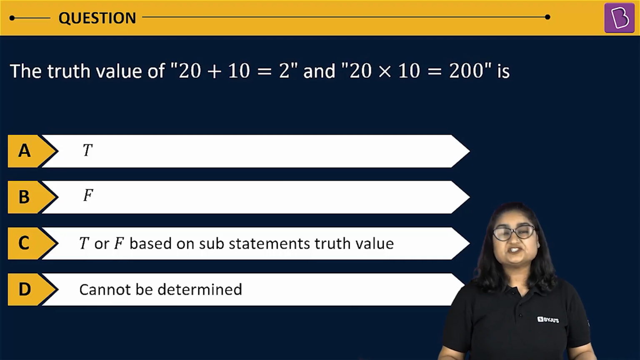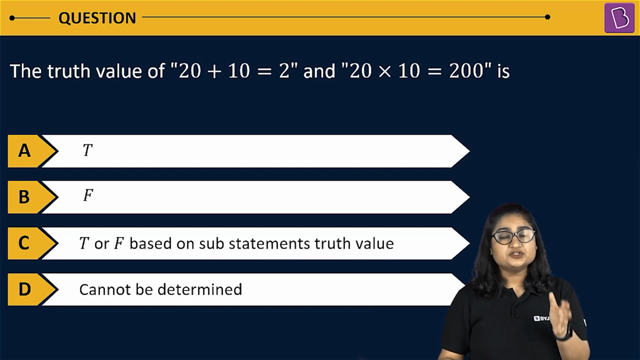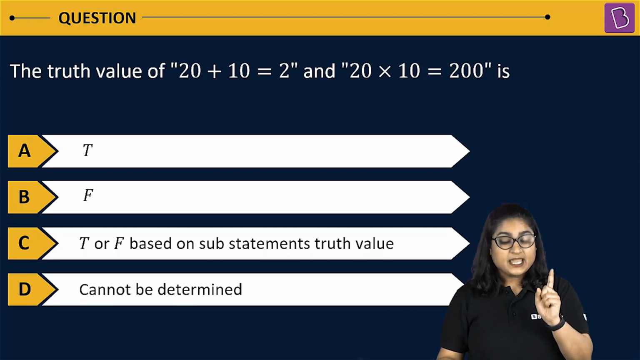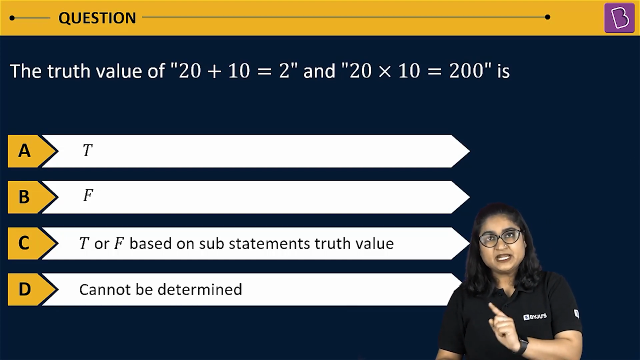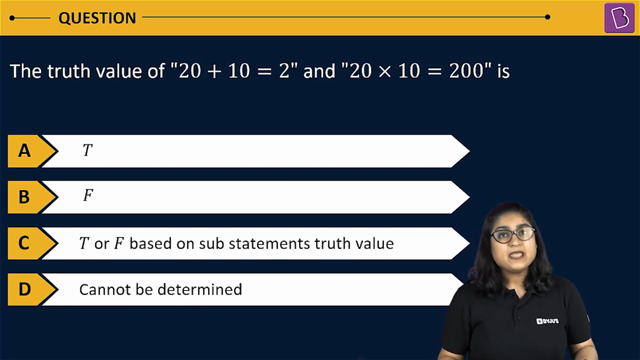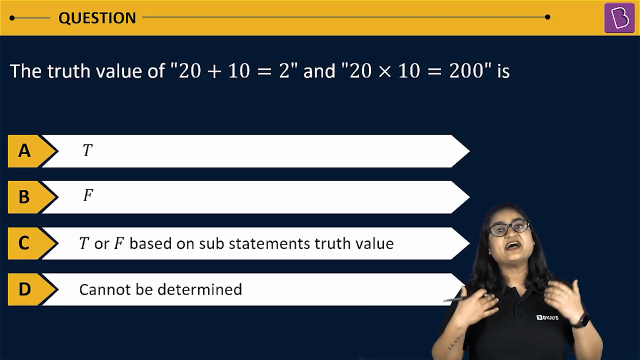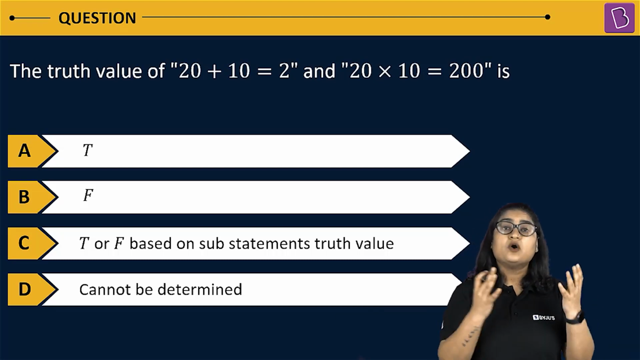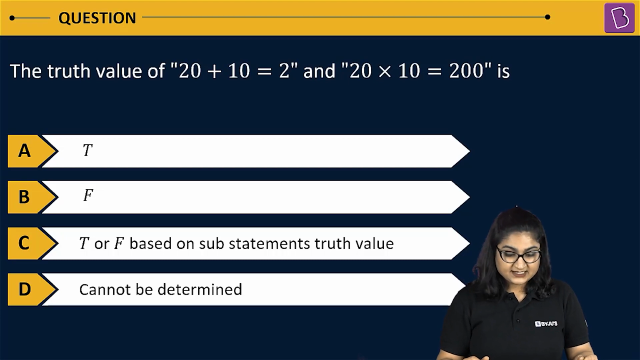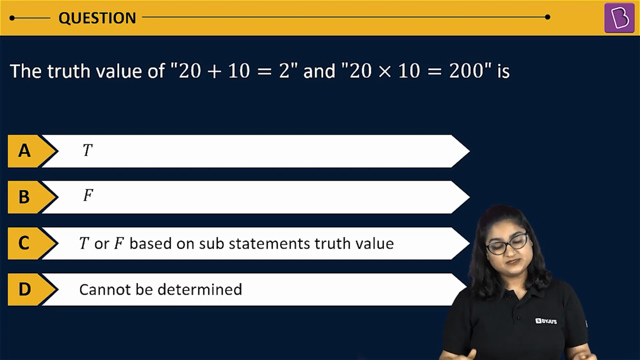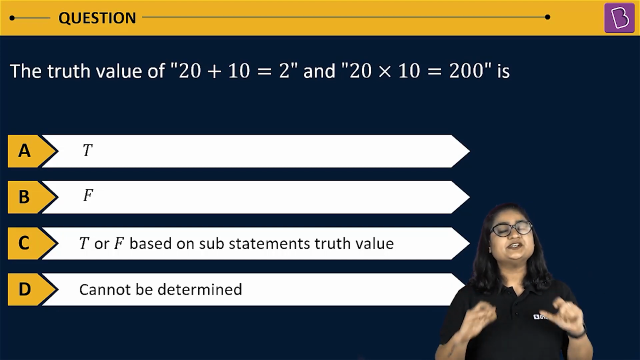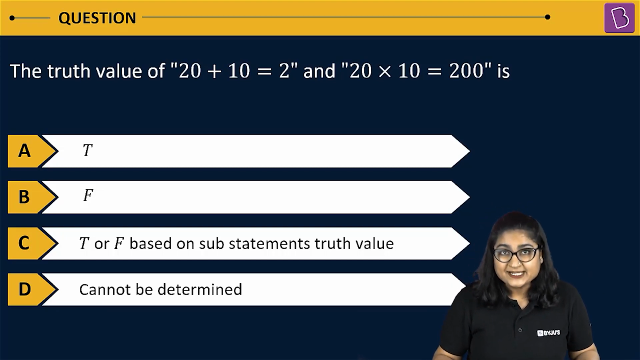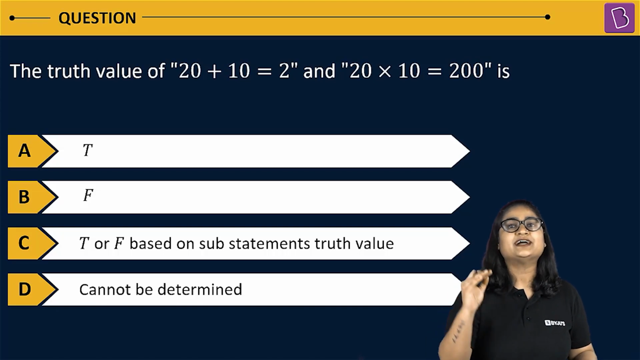So in this question, we have to find out the truth value of 20 plus 10 is equal to 2 and 20 multiplied by 10 is equal to 200. Basically, in this question, we have been given two statements. One statement is 20 plus 10 is equal to 2 and another statement is 20 multiplied by 10 is equal to 200, and the agenda of this question is to find out the truth value of the conjunction of these two statements.